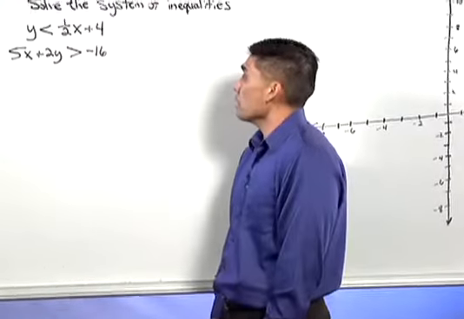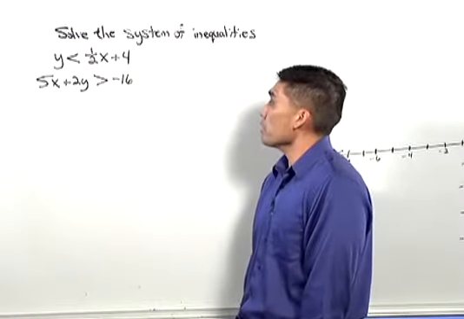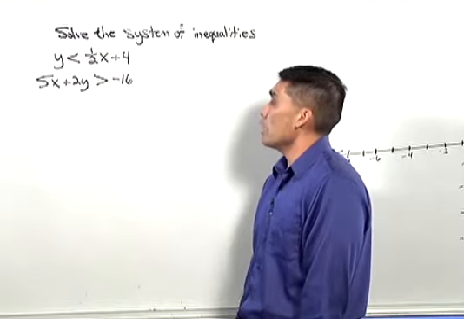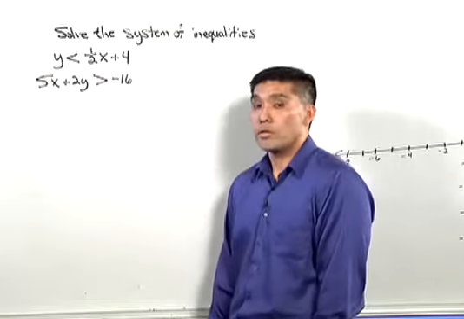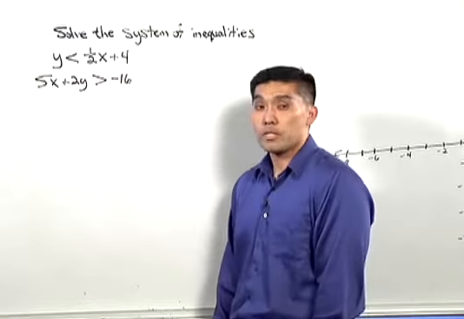Solve the system of inequalities. y is less than 1/2 x plus 4. 5x plus 2y is greater than negative 16. Let's first graph the first inequality. y is less than 1/2 x plus 4.